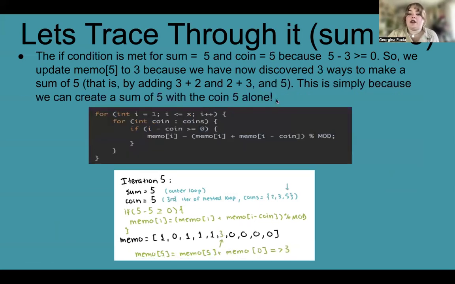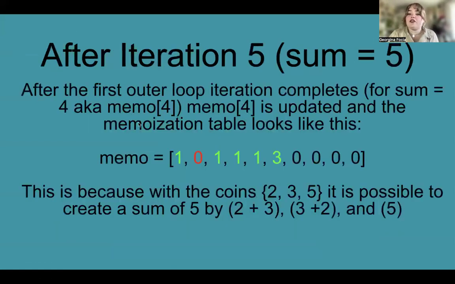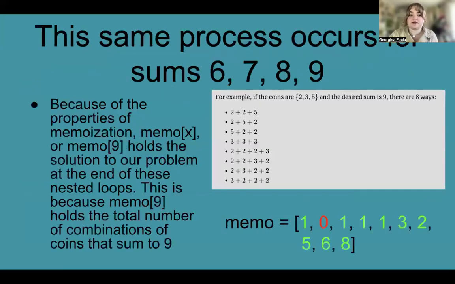And on the third iteration of our nested loop for a summation of 5, we also update our memoization table again. And this is simply because we can create a summation of 5 with the coin 5 itself. So after iteration 5 for sum equals 5, memo of 5 is equal to 3 right here. And this is because with the coins 2, 3, and 5, it's possible to create a sum of 5 by doing 2 plus 3, 3 plus 2, and 5 itself.